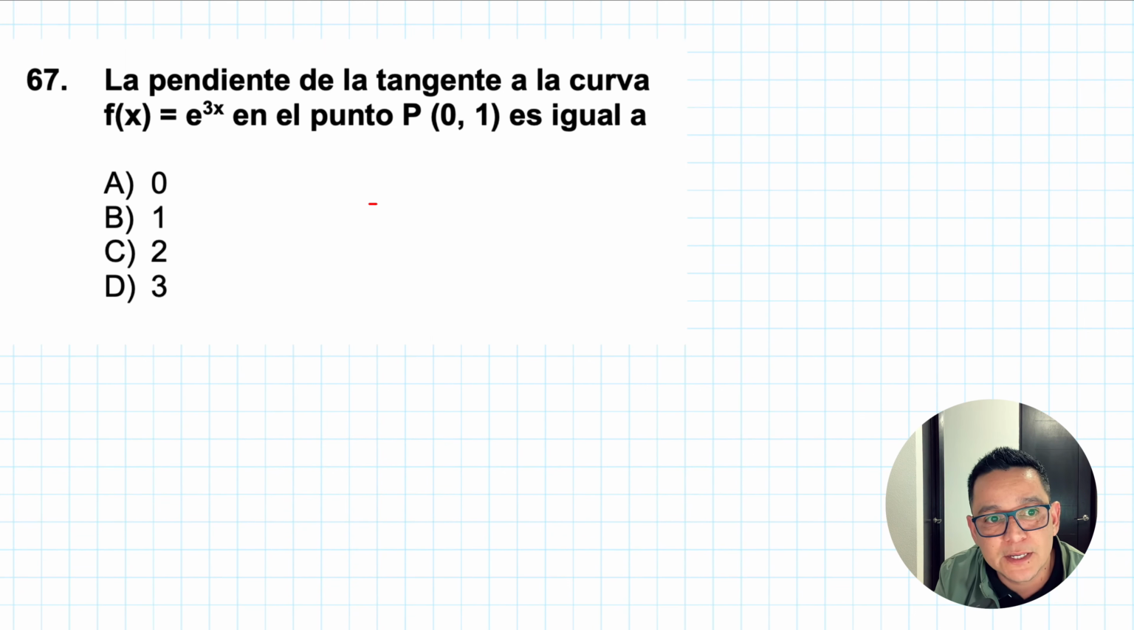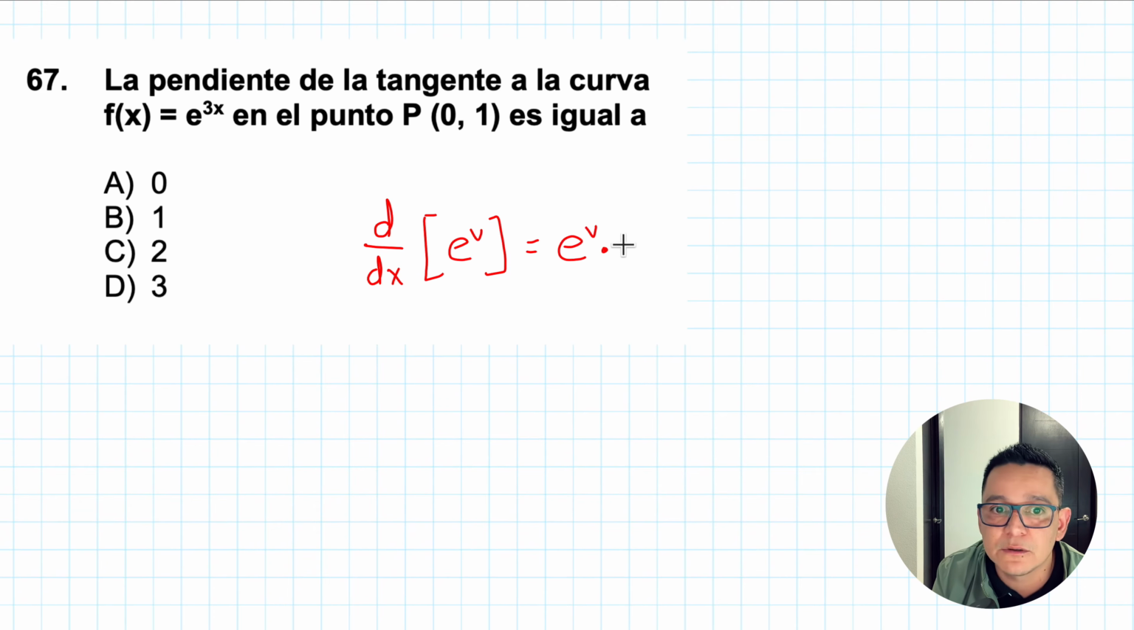I'll write it down for you here as well. Look, I'll write the derivative like this. The derivative with respect to x of e to the v, not e to the x, is equal to e to the v times the derivative of v with respect to x. I just need to take the derivative of v with respect to x and multiply it.